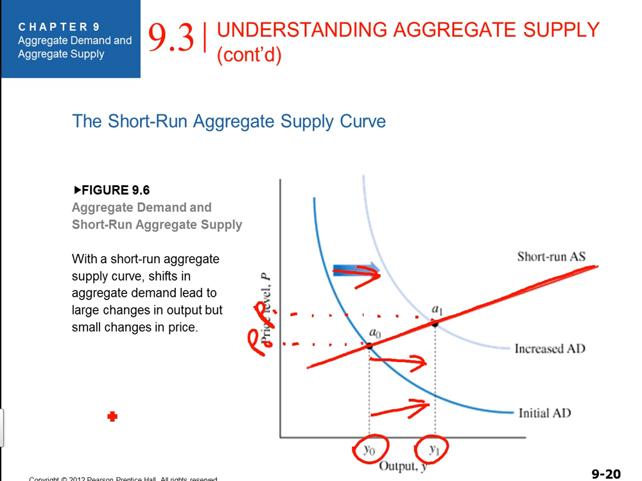So in the previous graph, when we looked at the vertical aggregate supply curve, a shift in aggregate demand would only cause price increases, and that was in the long run. In the short run, now we're showing that the aggregate supply curve is far flatter, and so a shift in aggregate demand now can cause a change in output.